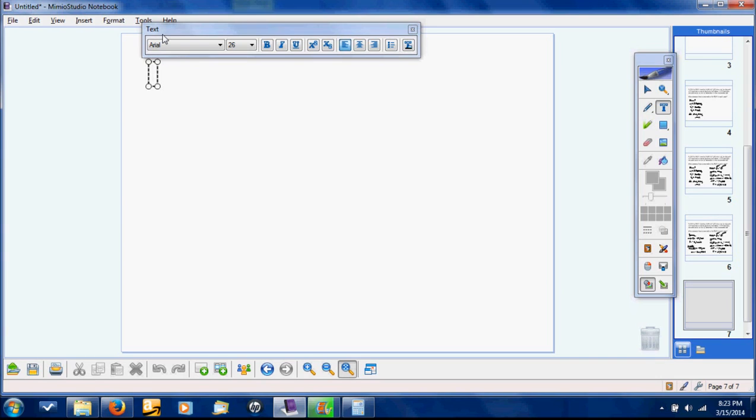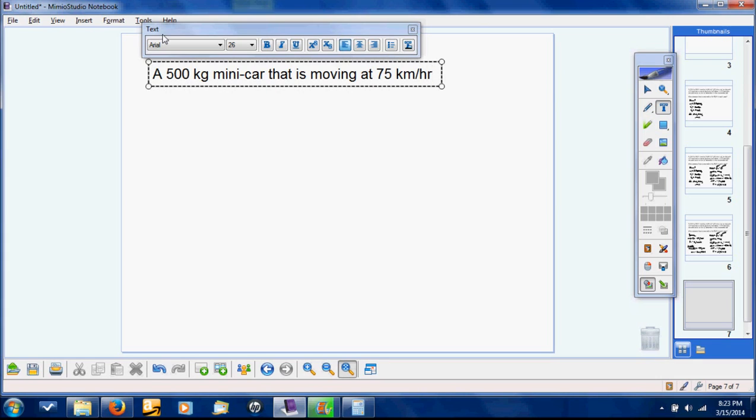Let's say that we have a 500 kilogram mini car. And that would be a tiny car that is moving at 75 kilometers per hour. Okay. And we want to find its momentum.